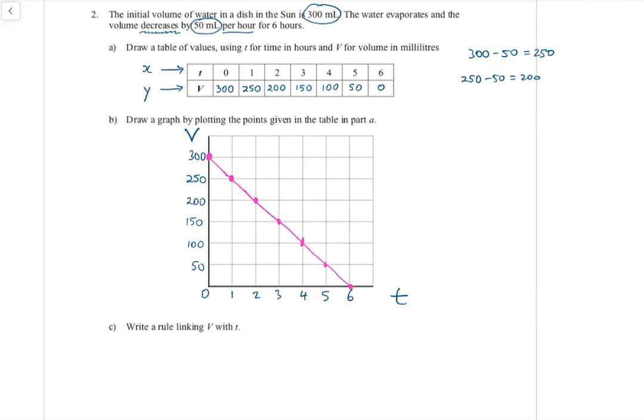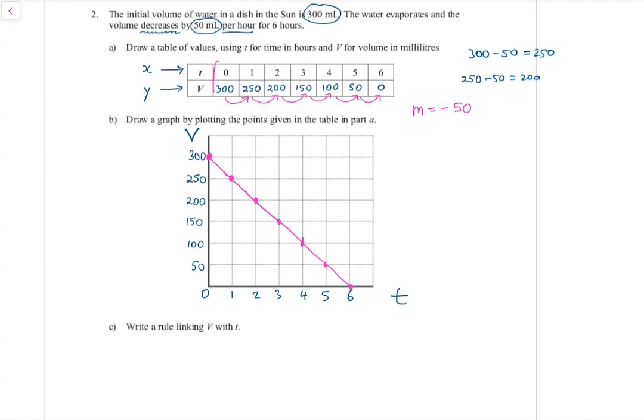But if I look at the table, what is my y row, which is now a v row? What is it going up by? Well, it's not actually going up. It's going down by 50 every single time. If it's going down by 50 every single time, that means m is equal to minus 50 because it's minusing 50 every single time to get the next number.